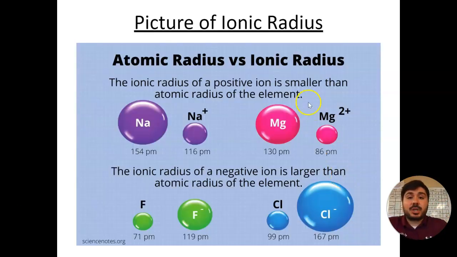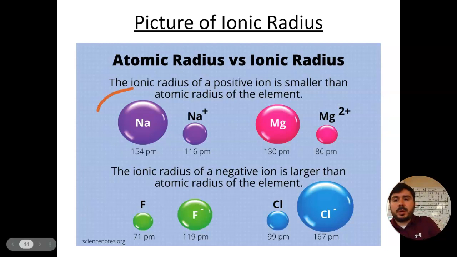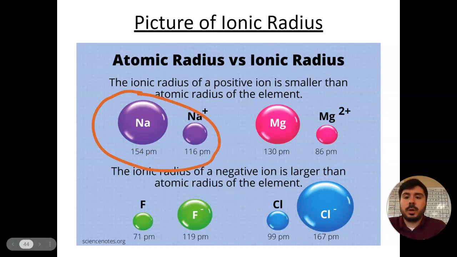Here's a great picture representation of that comparison between atomic radius and ionic radius and the difference between a positive ion and a negative ion in the bottom here. So let's dissect this real quick. Our first example I'm going to look at is sodium. I'm going to very carefully draw my circle right here. This is an atom of sodium, whereas this right here is an ion of sodium.